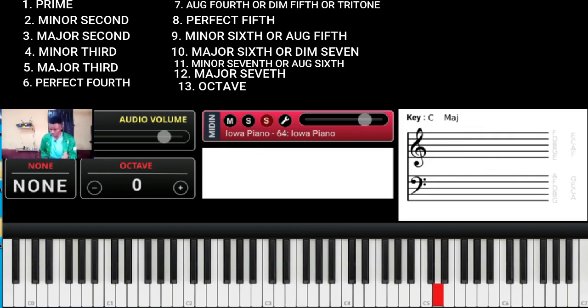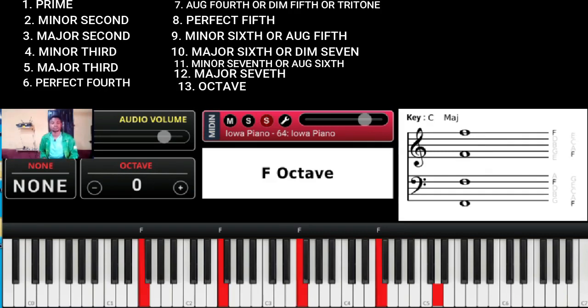Alright, the perfect fifth, the minor sixth, or we can call it the augmented fifth. Alright, the major sixth, the minor seventh, or the augmented sixth, the major seventh, and back to our octave.